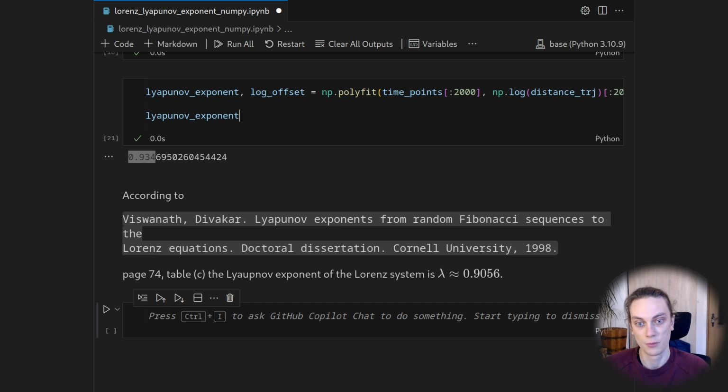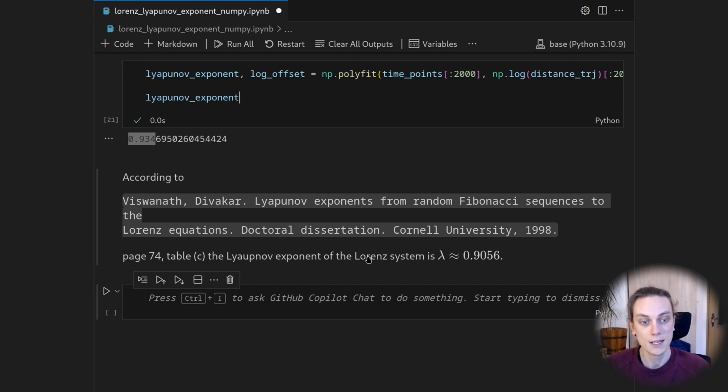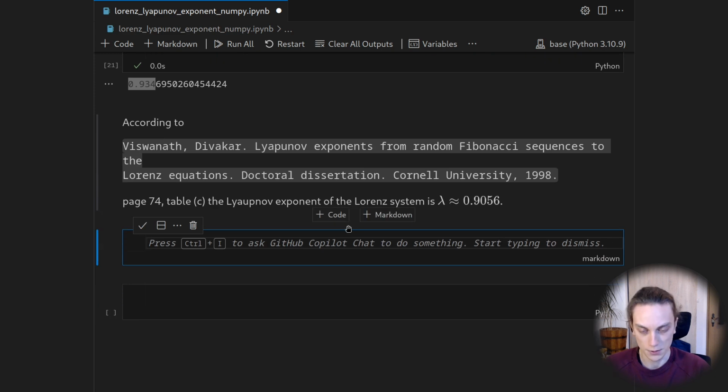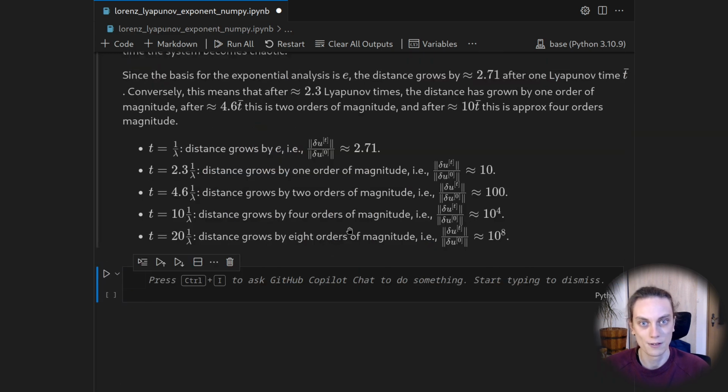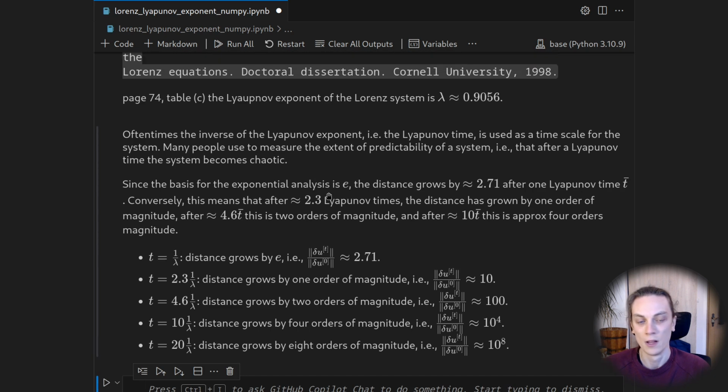But what do we do with the Lyapunov exponent? Of particular interest is the inverse of the Lyapunov exponent. I also want to paste in a markdown plot here. You probably already saw that in the intro, in that if you take the inverse of the Lyapunov exponent, you get the Lyapunov time, which is a time scale which you can use to normalize certain trajectories with. But more importantly, many people use it as a measure of the extent of the predictability of the system. Oftentimes they say that after one Lyapunov time, the system becomes chaotic and highly unpredictable.